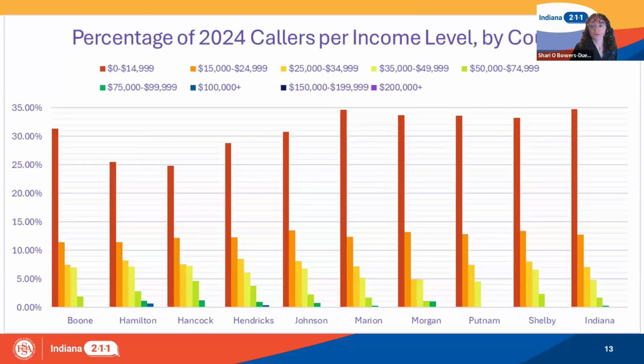This graph shows the percentage of 2024 callers from various annual household income ranges. For Indiana as a whole and every county here, the largest group of callers is those with an annual household income of less than $15,000, ranging from 25% to 35% of callers. For every county, the trend seems to be that the higher the income range, the lower the percentage of callers we have from that range.